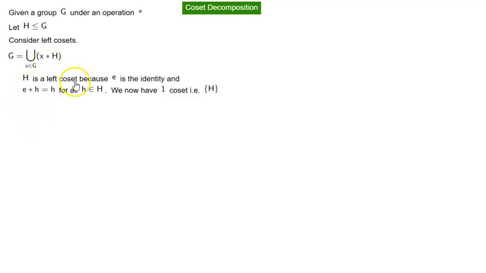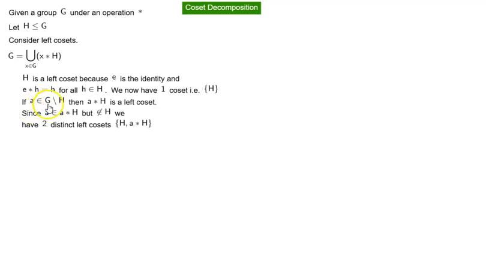So H is a left coset because e is the identity and e times h equals h for all h in the subgroup H. So we now have one coset, that is H, the subgroup itself. Now if a is in G but not in H, then a times H is a left coset. And since a is in a times H but not in H, we have two distinct left cosets. That is H, what we found in the previous step, and a times H.